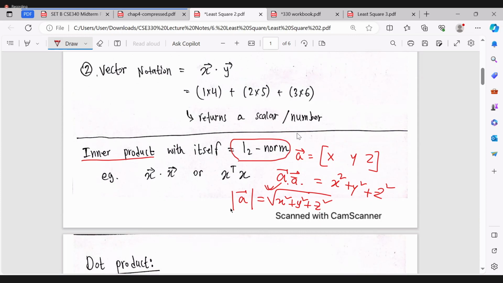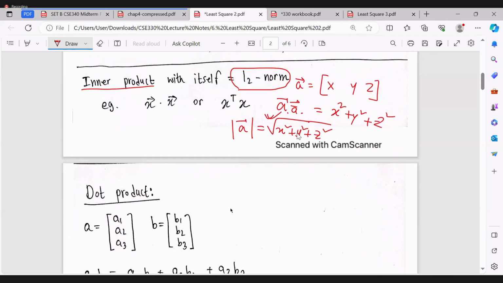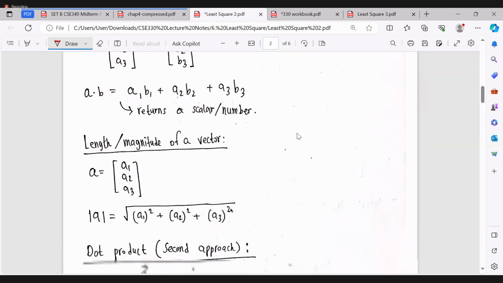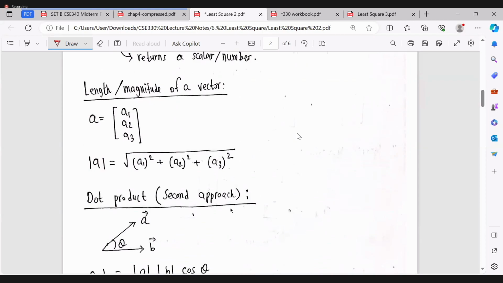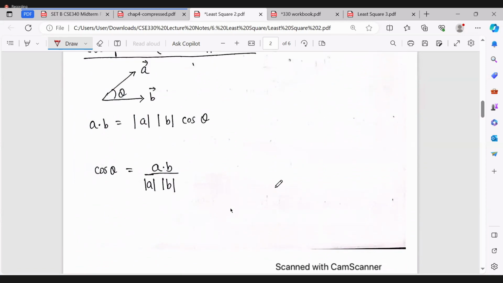This is known as inner product and it is also called L2 norm. ঠিক আছে, এটা মানে হচ্ছে নিজের সাথে নিজের গুণ করে আসলে আমরা ম্যাগনিটিউডের স্কয়ার পাই। সেখানে ডট প্রোডাক্ট নিয়ে আবার কথাবার্তা বলছে। ডট প্রোডাক্ট আরেকভাবে বের করা যায়, which is this.